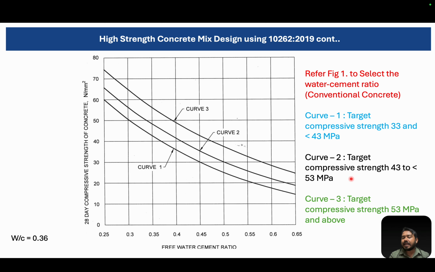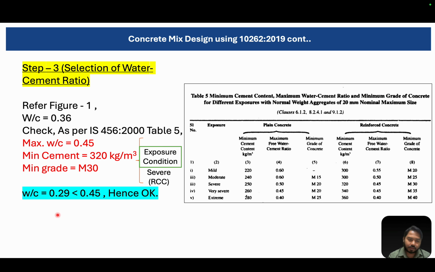In this case, our target strength is somewhere around 48 megapascal, so it lies between 43 and 53. So we have to consider curve 2. That means 48 will be somewhere here. So approximately I need to go here, and somewhere it touches here. Then the corresponding x-axis value will be my water to cement ratio. So in that case, I am getting my water to cement ratio value somewhere 0.36. I think you got this, how I have calculated my water to cement ratio value. Now you have finalized the water to cement ratio.